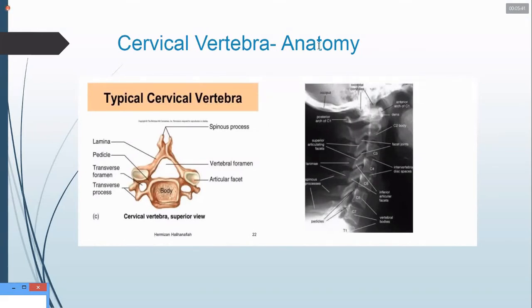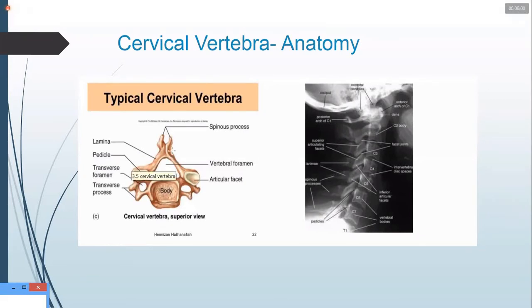Cervical vertebrae are broadly of two types, typical and atypical. First, second, and the seventh are the atypical ones because they have atypical features. The common ones that resemble each other are the typical ones. So third to sixth are the typical ones.